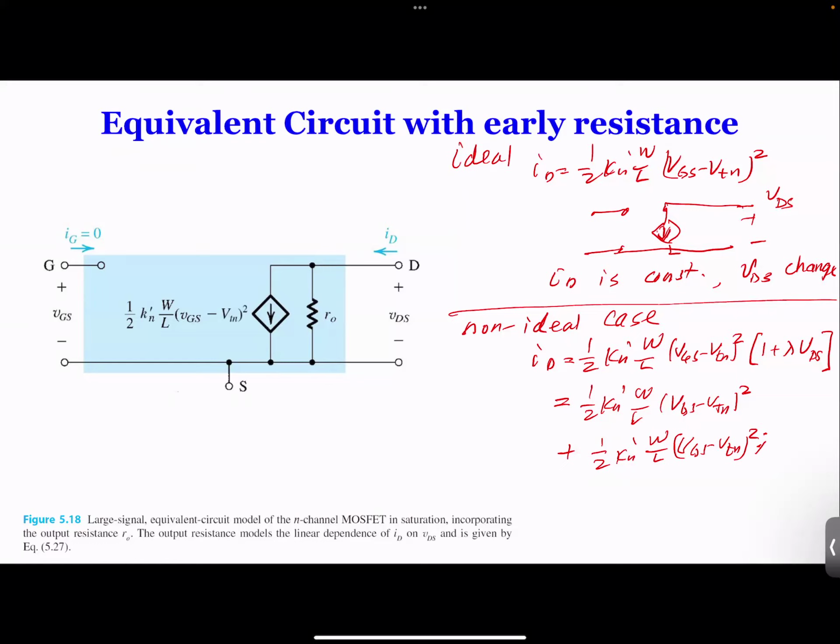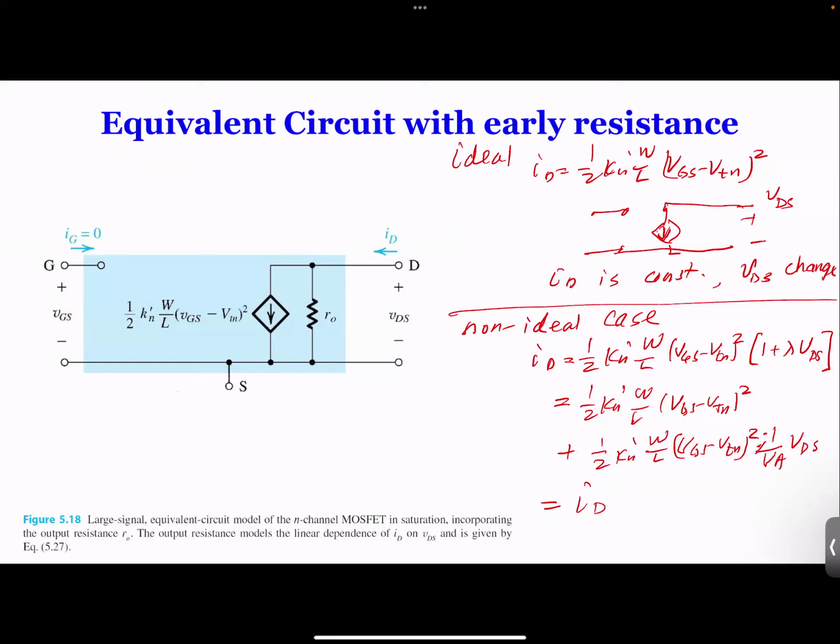So lambda is 1 over VA times VDS. So the actual equation has two components. The first component is apparently still the constant current source, but the second term has something to do with VA and something to do with VDS.